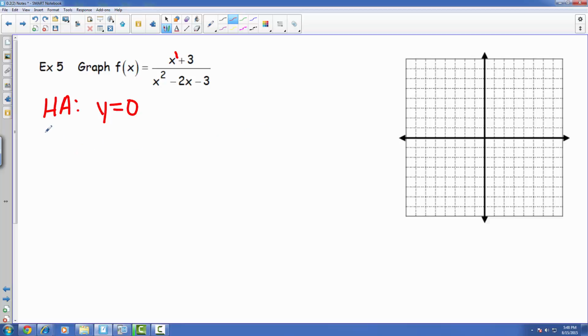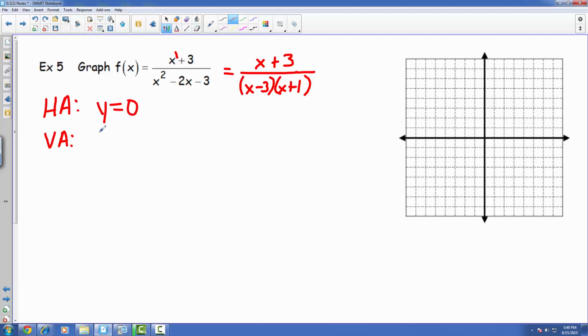Now when we're talking about our vertical asymptote, one thing that helps when determining things like VA and these future things called holes, which we'll talk about in a little bit, is factoring. So we're going to factor the bottom. The top you actually can't factor, so we're just going to leave it alone. The bottom we can factor. When we do that, we have x squared minus 2x minus 3, which factors out to be x minus 3 times x plus 1.